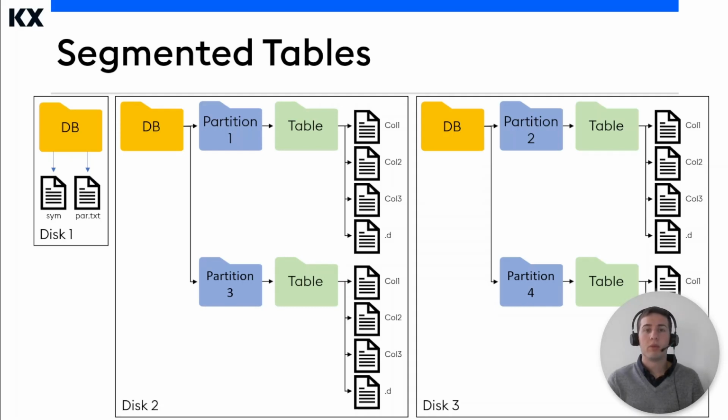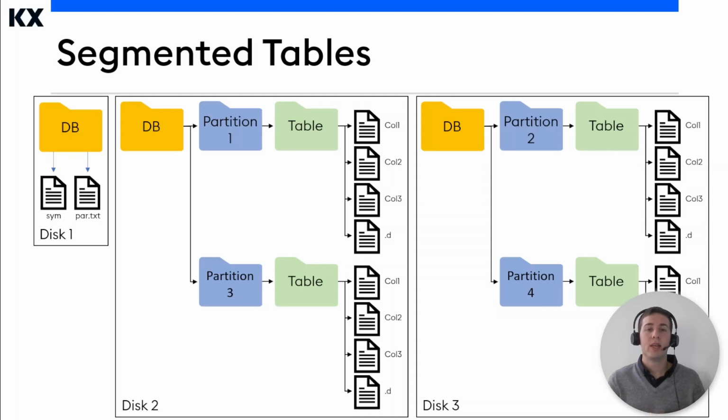The only items that will remain in the root directory are any flat or splayed reference tables, the SIM file for increased storage efficiency for symbol columns, and a par.txt file. Each line in this par.txt file will give the location of each segment so that Q knows where to find all of the data. In order to get the most benefit from data segmentation, data partitions should be distributed evenly across segments, or consideration should be taken to common query patterns.